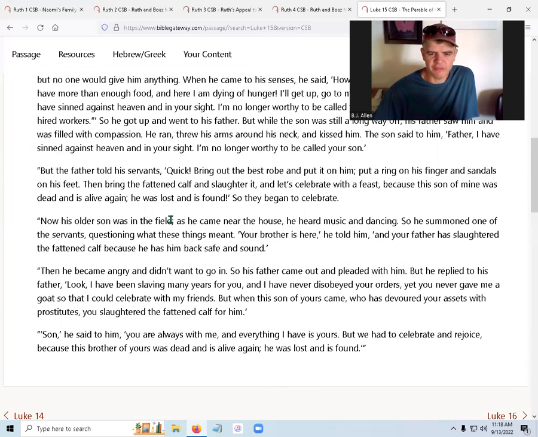Now, the older son was in the field. He became angry and didn't want to go in. His father came out and pleaded with him. But the older son replied to his father, "Look, I have been slaving many years for you, and I've never disobeyed your orders. Yet you never gave me a goat so I could celebrate with my friends. But when this son of yours came, who has devoured your assets with prostitutes, you slaughtered the fattened calf for him."